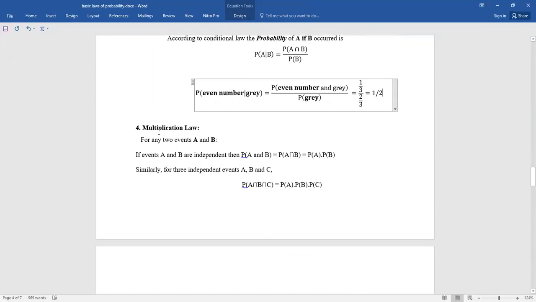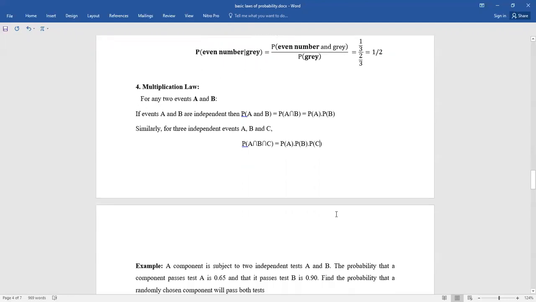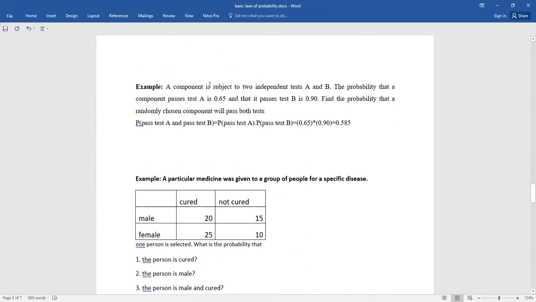There is another law called the multiplication law. When events A and B are independent, then you can multiply. Probability of A and B, that is A intersection B, you can multiply, only when they're independent. If there are 3 events A, B and C, the probability of A intersection B intersection C is probability A multiplied by probability B multiplied by probability C. So only when independent can you multiply. Otherwise, you cannot multiply. Now we know, with the math, take a component. For the component, there are 2 tests, test A and B, and test A and B are independent.